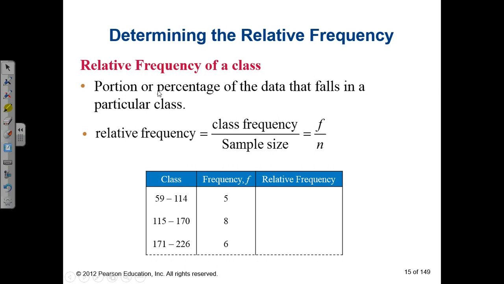The relative frequency is the proportion or the percentage of the data that you can find in a particular class. In this case, we have 5 between 59 and 114. We had 30 total, so 5 divided by 30 is 17%. 8 divided by 30, 27%. Normally you write the relative frequencies as decimals, but sometimes it's okay to write them as percents also.